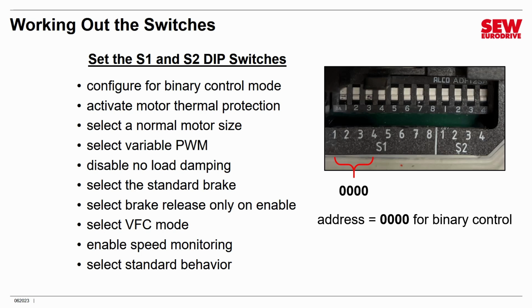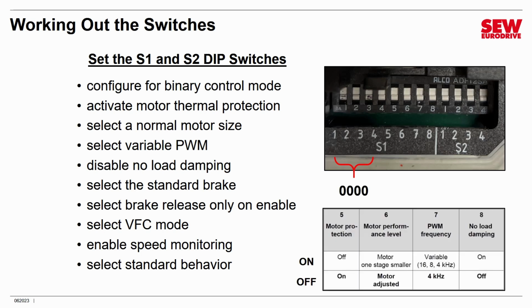Next, we activate motor thermal protection. So we have our little chart of options. Motor thermal protection right here needs to be activated, so that means the switch has to be off. So we'd leave that switch off. That's its normal default position. We need a normal motor size, so we would leave the switch off for that one as well. We want variable PWM, however, so we go from the default position of off to on, and we don't need the no load damping feature, so we leave that off as well. These switches should be 0010.